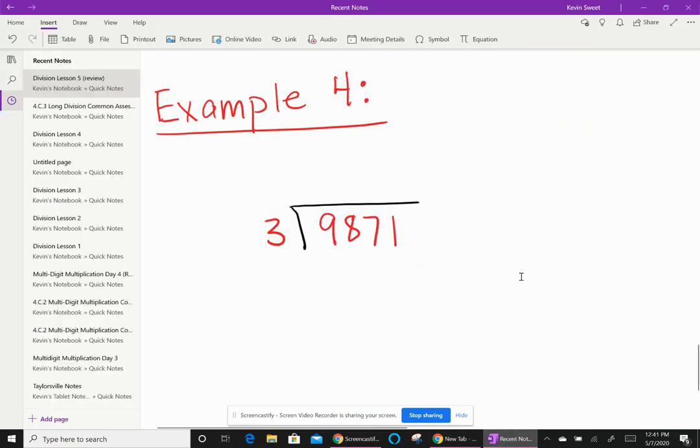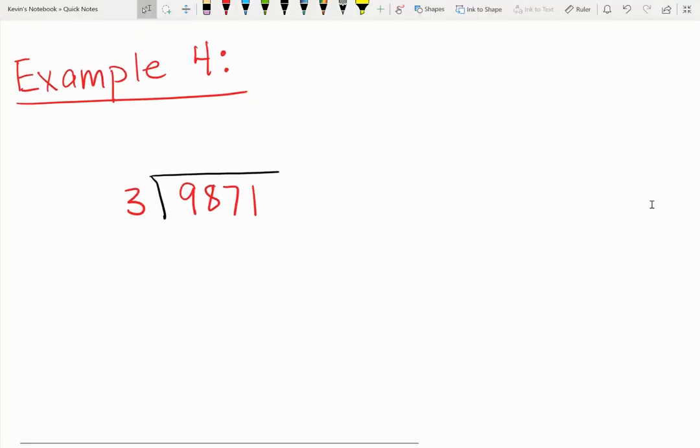Okay, welcome back. So here we go. Example 4. I have a dividend of 9,871. All right, so I'm going to go ahead and get started and get my pen to wake up. Wake up, wake up. Maybe my pen needs some coffee too. There we go. All right, so we're going to start. And again, I'm going to do the regrouping method.